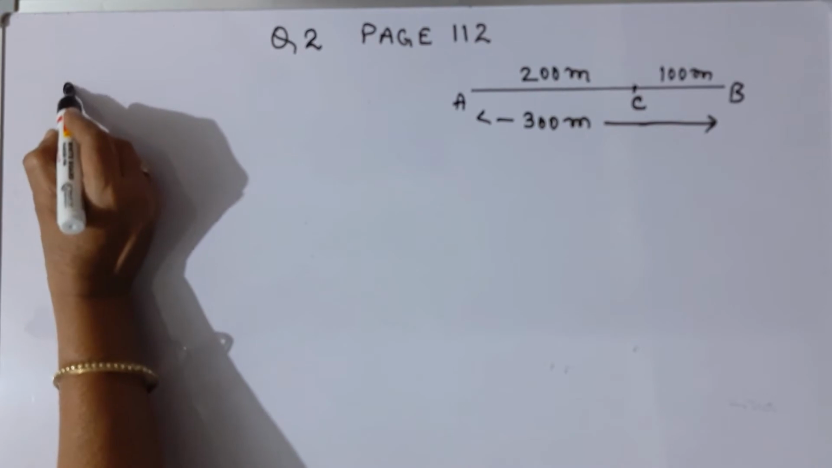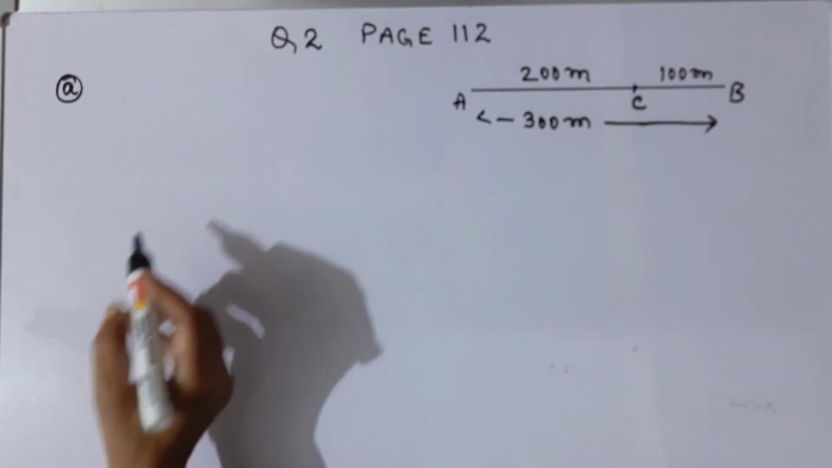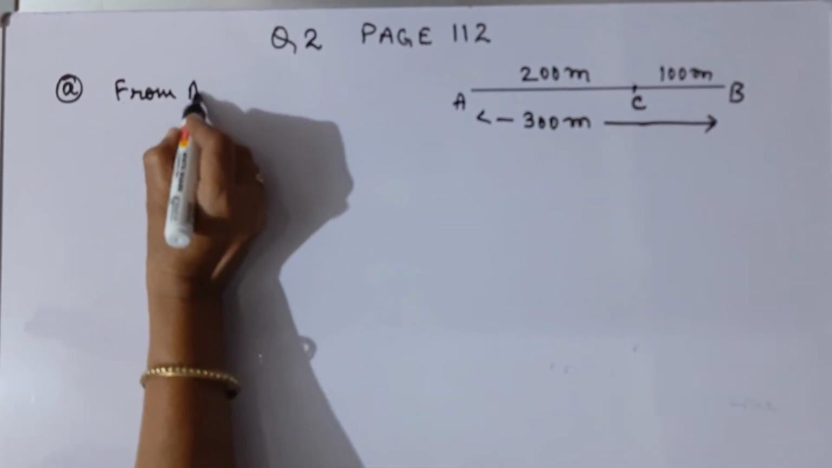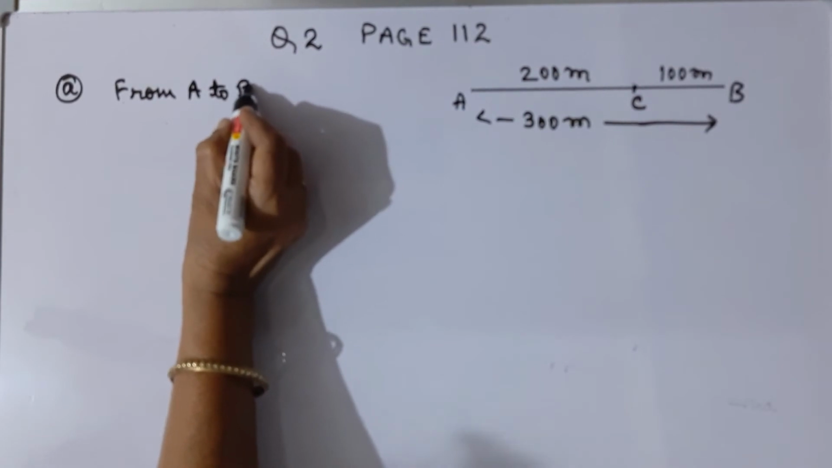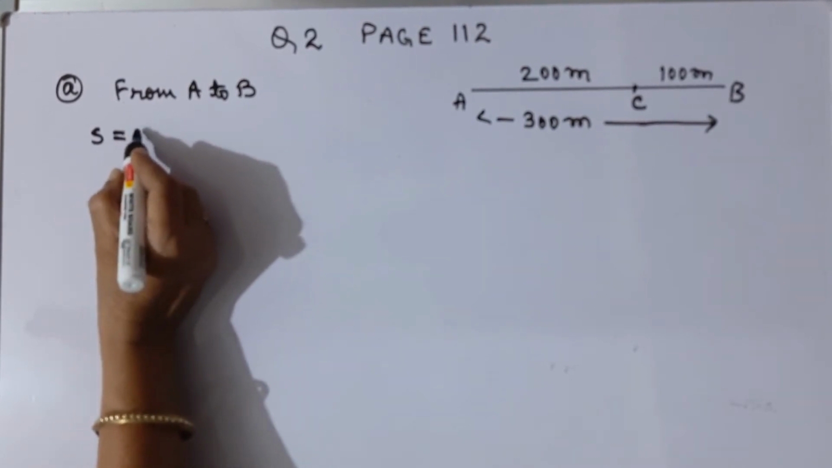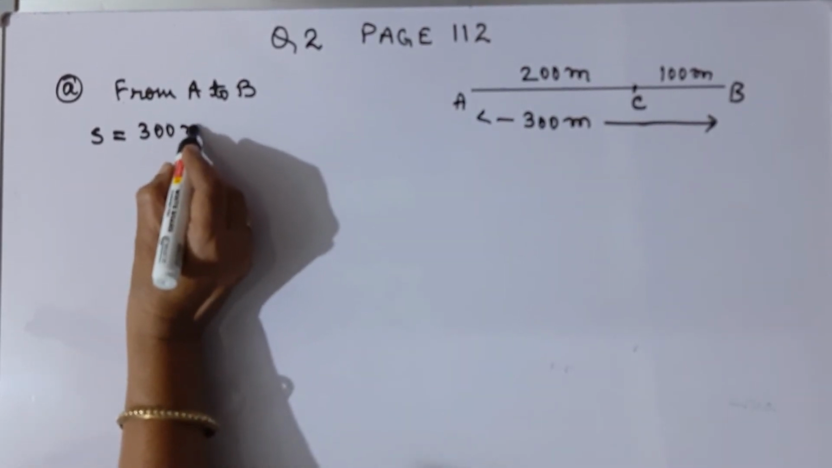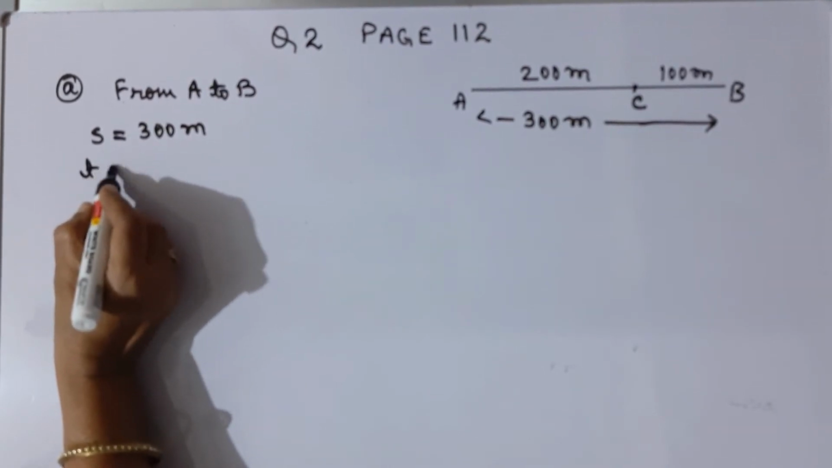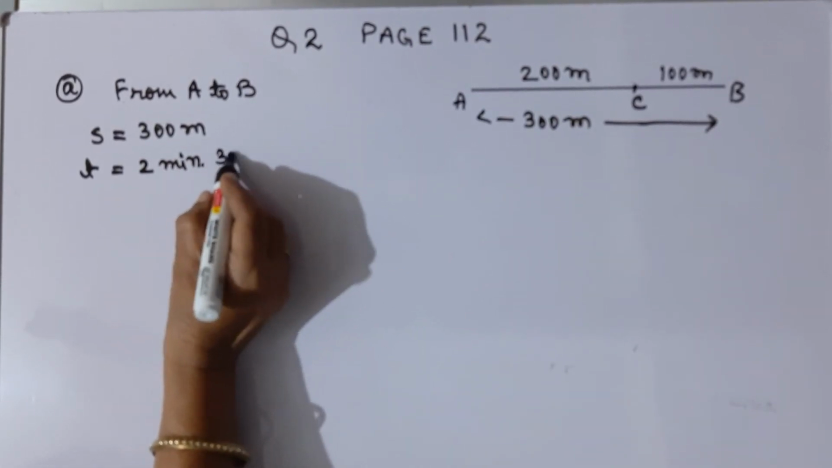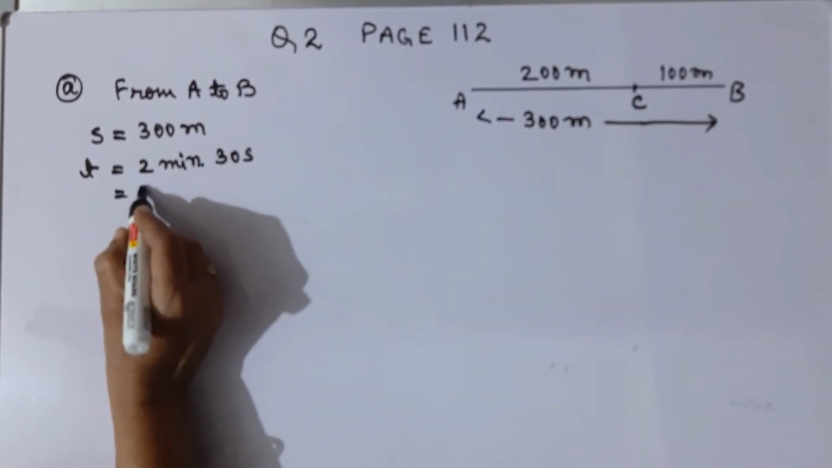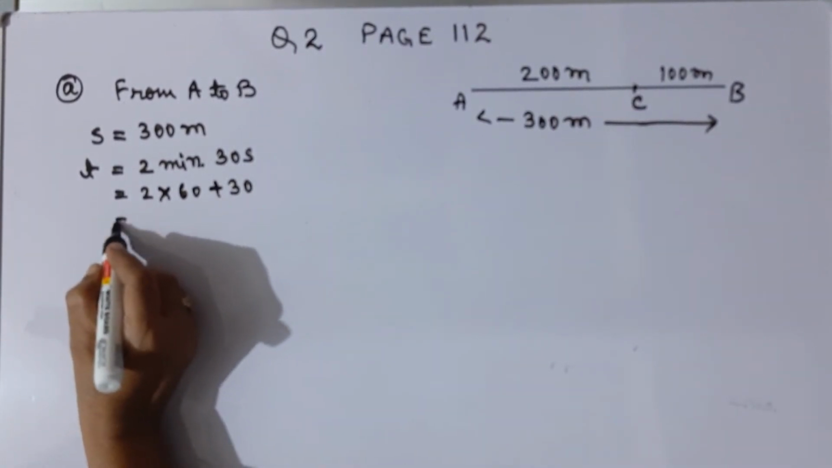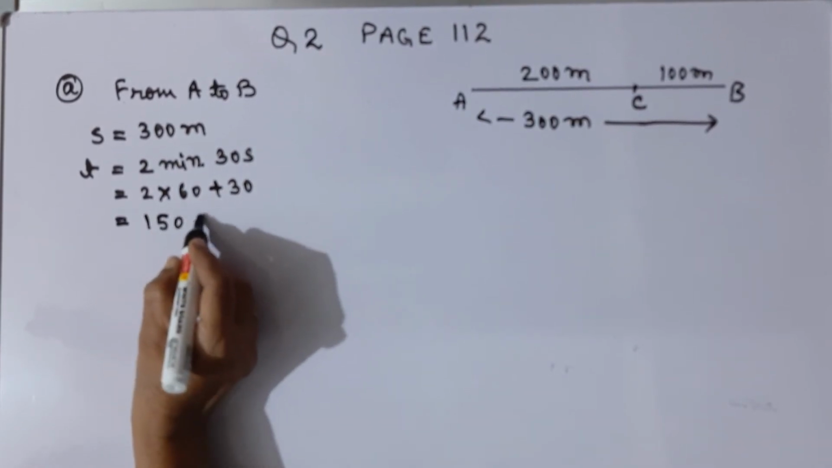For part A, we have from A to B. From A to B, the distance travelled S is equal to 300 meter and time T is 2 minutes 30 second, which we convert into second. That is 2 into 60 plus 30, that is 150 second.